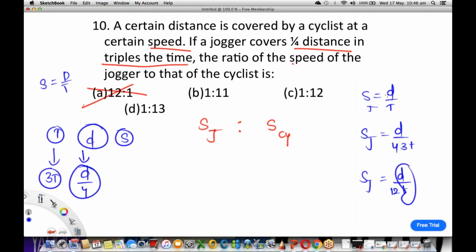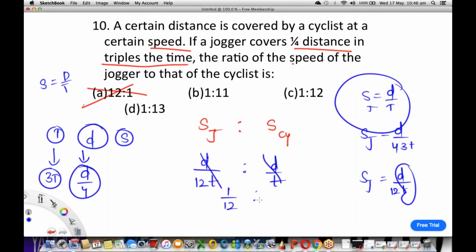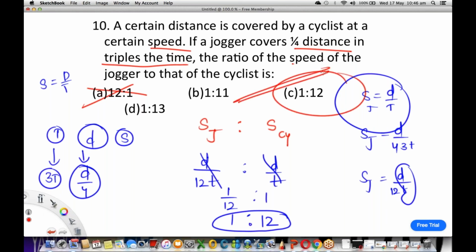And D by T is nothing but the speed of the cyclist. So the speed of the jogger is D by 12T, and the speed of the cyclist is D by T. If you go for the simplification, this is 1 by 12 and this is 1. The cross multiplication gives the answer as 1 is to 12. 1 is to 12 is very clear, and option C indicates the ratio of their speeds.